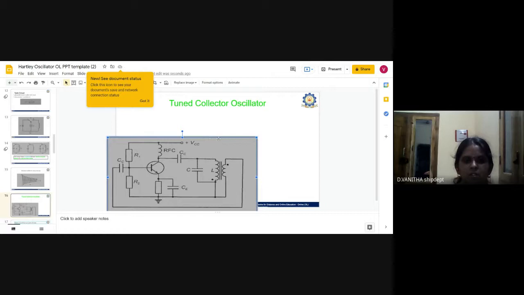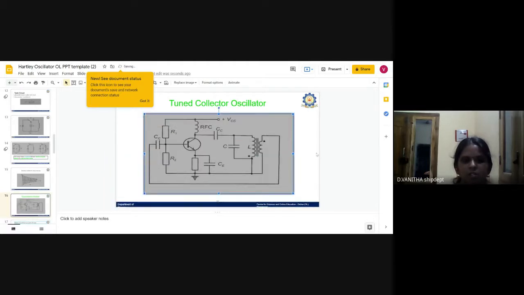Here the emitter is connected to the radio frequency oscillator and to resistances in parallel with each other, and it is connected to a voltage called VCC.